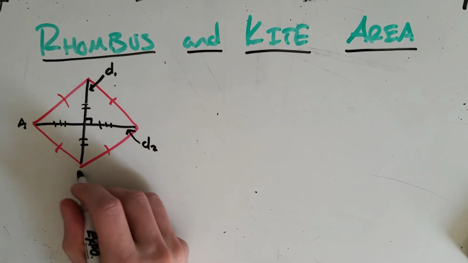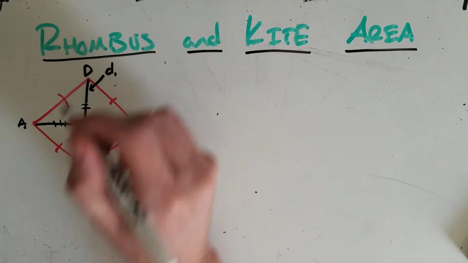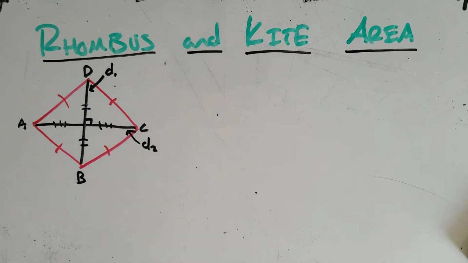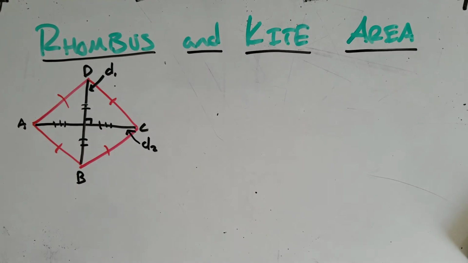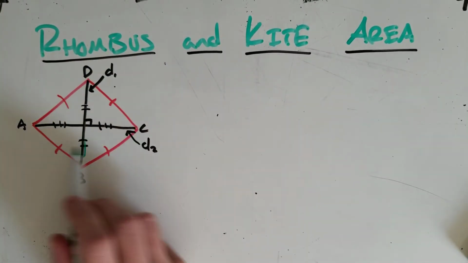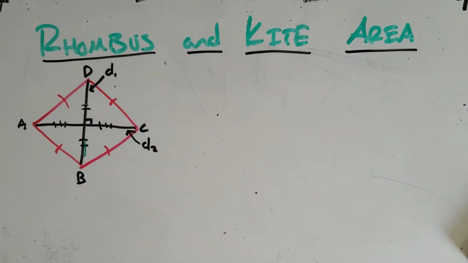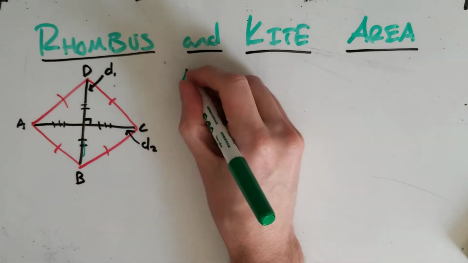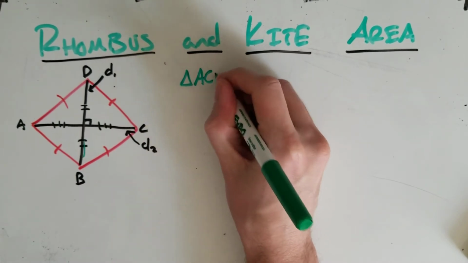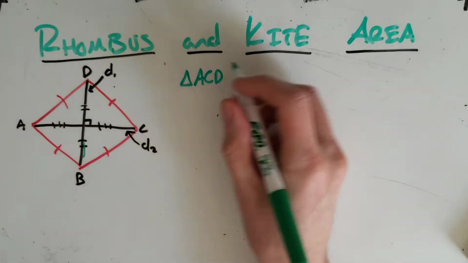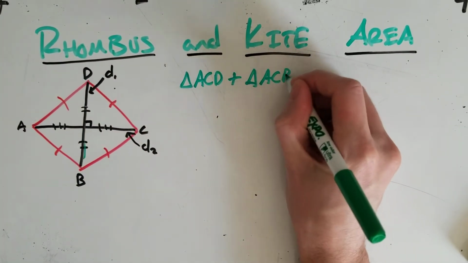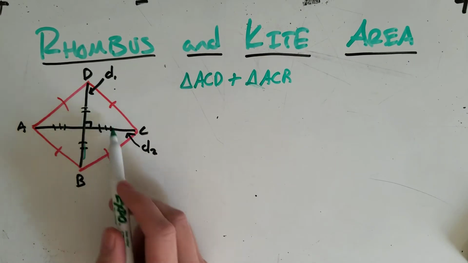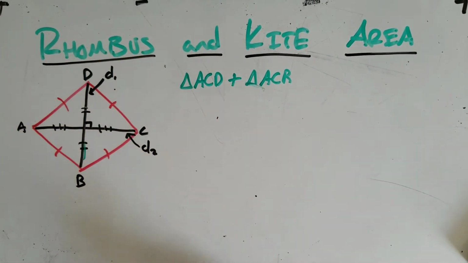So here's what we're going to do. We're going to label our vertices. We have A, B, C, and D. And we're going to try to derive a formula based upon the diagonals, diagonal 1 and diagonal 2, to find the area of the rhombus. Now with this, we're going to break it into two triangles and add them together: triangle ACD, this top triangle, and triangle ACB. If we add the area of those two triangles, we'll have the whole rhombus.